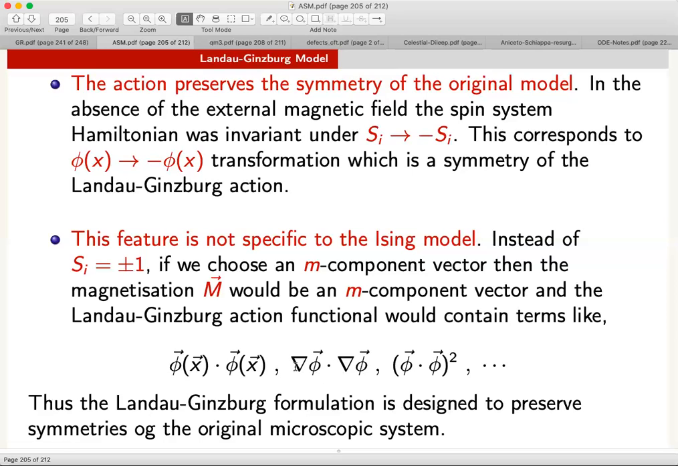Now, I have deliberately not written a vector on the nabla just to avoid confusion, but this dot is of course a dot product both of the gradients as well as of the phis. So one can write down terms of this kind, and with respect to expressions of this type, one can write down a Landau-Ginzburg action functional, and that action functional will preserve this m component symmetry of the model that one is looking at, which is a generalization of the Ising type model in the Landau-Ginzburg formulation. And it will preserve the symmetries of the original model again.